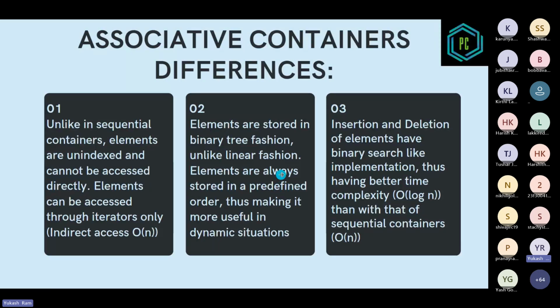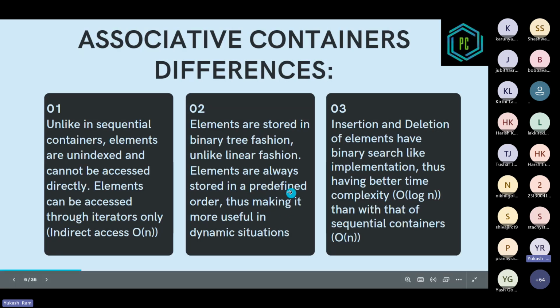So using a vector for this will be tedious because you have to sort it every time, which will not be efficient. But if you use an associative container, the elements are added in the sorted order itself, because the position no longer matters to us. So in those cases, associative containers will be better than sequential containers.